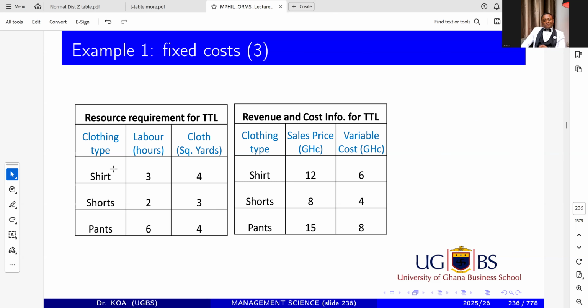So what it means is that if you want to produce shirts, you need 3 hours of labor and 4 yards of cloth. And when you want to produce pants, you need 6 hours of labor and then 4 yards of cloth. The revenue or the price from a shirt is 12 Ghana cedis. Okay. And the variable cost associated with that is 6.